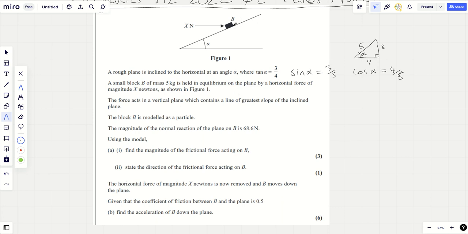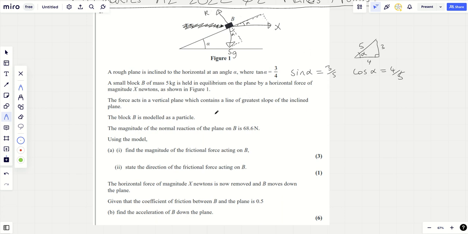Okay, and we've got a small block. I must admit, I don't like it, it's just out of habit that I do this. I prefer to always have all forces coming out of the object rather than going into it. It's just personal taste. We're going to have the mass, which is 5g, going down. We're going to have to resolve parallel to the plane, so I'll have that as alpha, and perpendicular to the plane, so that's going to be alpha as well. You're going to have an R up here.